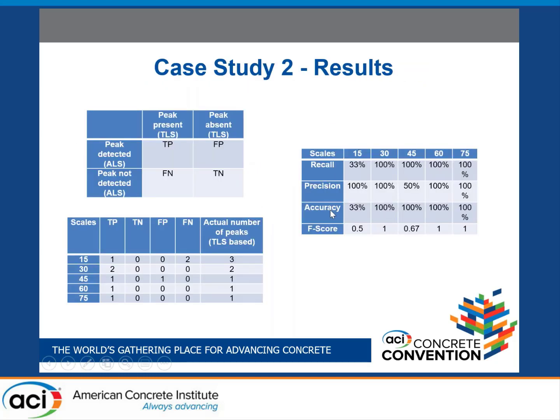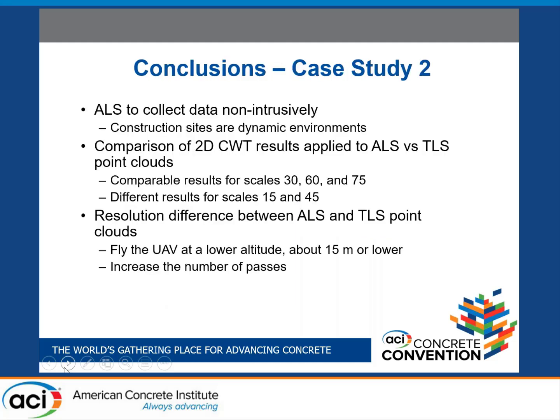So we looked at the recall, precision, and accuracy values for frequencies. For scales 60 and 75, they largely agreed in terms of detecting those undulations. But for other scales, they were different. We thought that there are several reasons. The accuracy, the spatial resolution of the drone is lower. And the other thing is that it was our first experience with this. We figured that we should have flown the drone at a lower altitude.